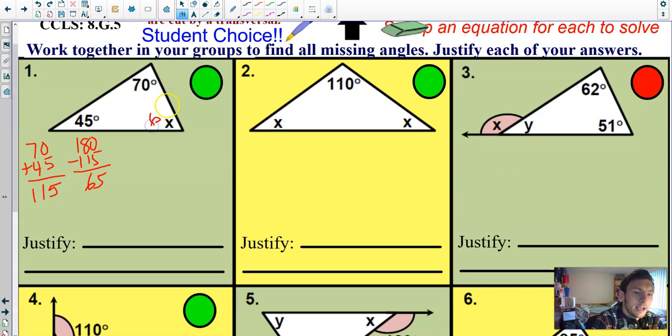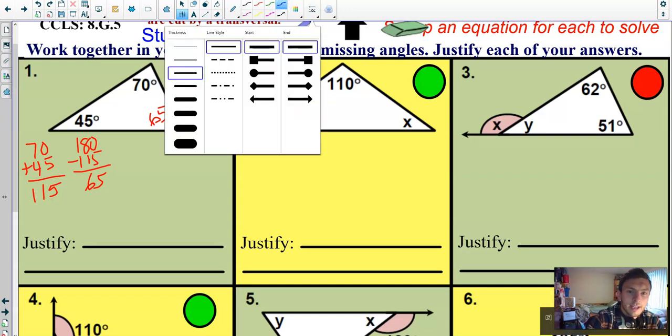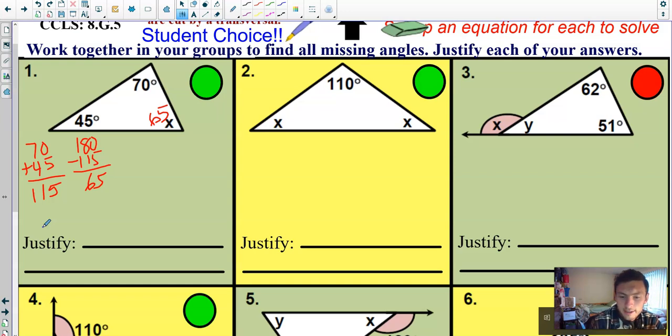My justification at the bottom, where it says justify, usually they're looking for words. I can write that the 3 angles of a triangle add up to 180. That's my justification. The other way that you could have done this is by writing an equation. And we kind of went into this in lesson 4 a little bit. We know that the 3 angles of a triangle add up to 180. So 45 plus 70 plus x equals 180. So you could have used that equation to find x. It's the same exact thing.